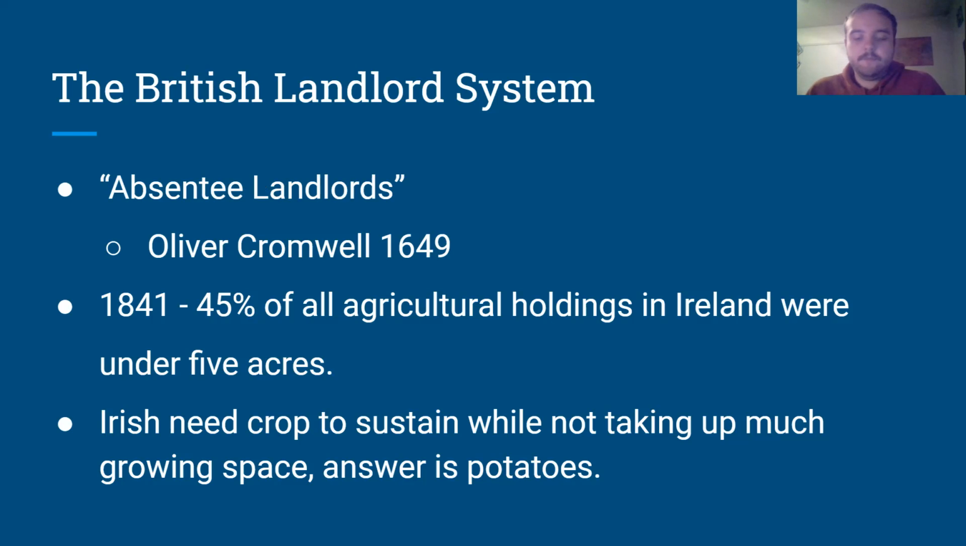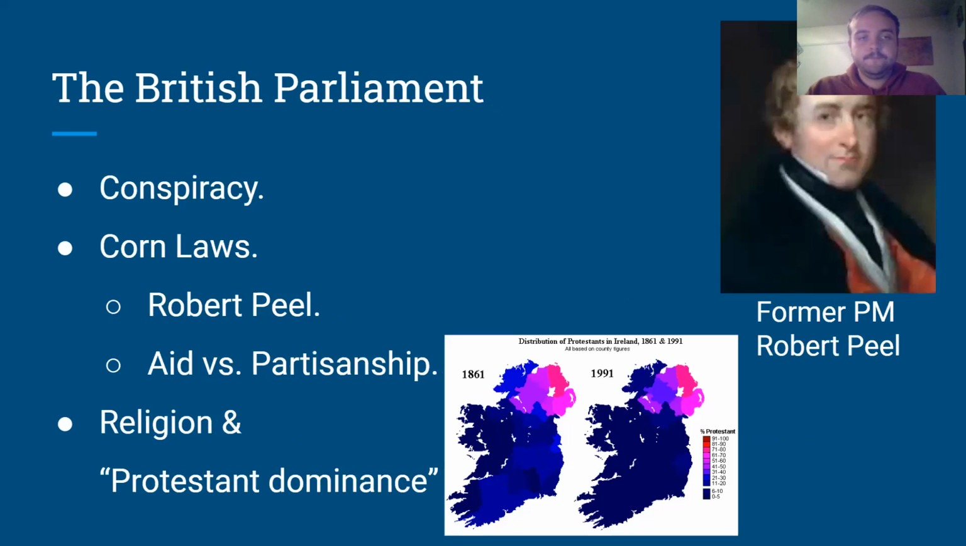For every extra middleman in the British system, rent would be raised, and tenants would divide their own land in order to make payments. The system continually shrunk Irish-owned land. In 1841, 45% of all agricultural holdings in Ireland were under 5 acres. This lack of land equated to a lack of profit and a lack of land to grow food on. Thus, the Irish needed a crop to sustain them while not taking up too much space. The answer here is potatoes.